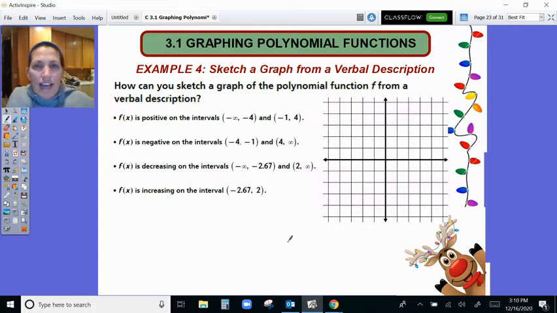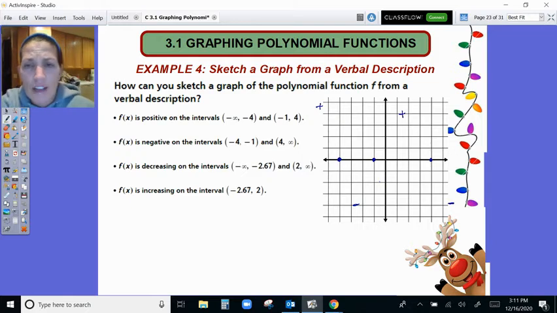All right, so now we're going to sketch some polynomial functions given intervals. f of x is positive over the interval from negative infinity to negative 4. 1, 2, 3, 4. That must be a 0 right there. And then again from negative 1 to positive 4, it's also going to be positive. So my graph is going to be up here in these two areas. It's negative on the interval between negative 4 and negative 1, right here. And then also from 4 to infinity, so over here my graph's going to be down below, negative.